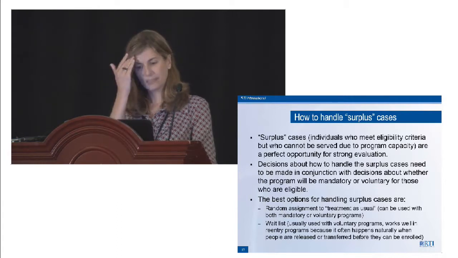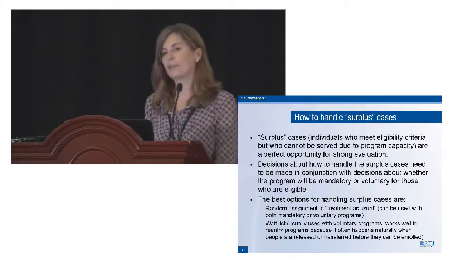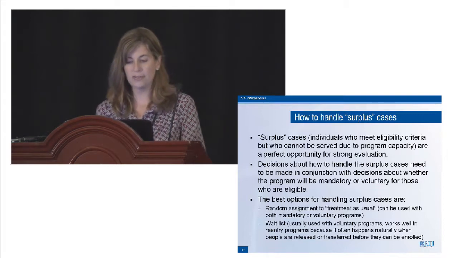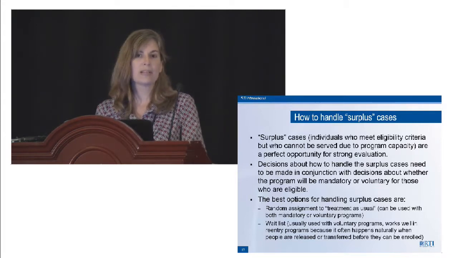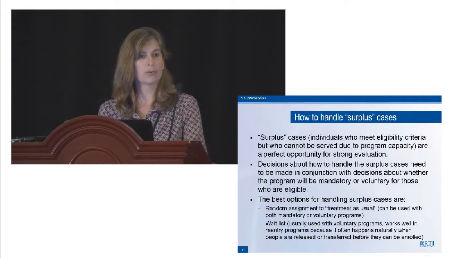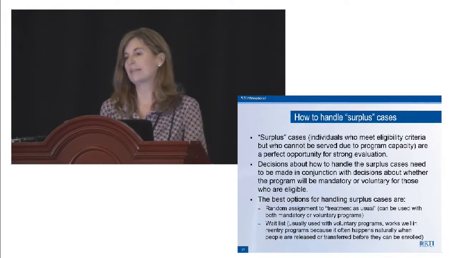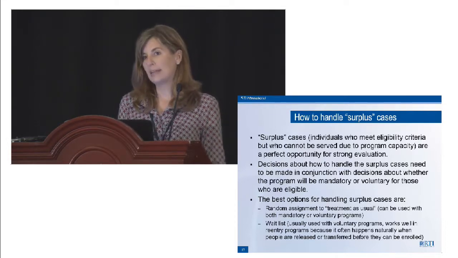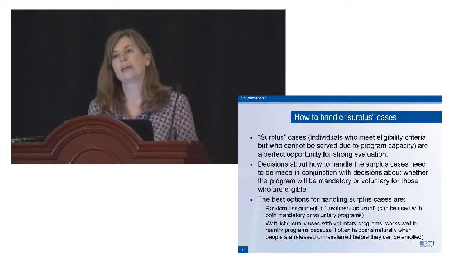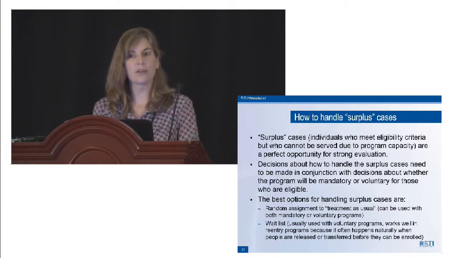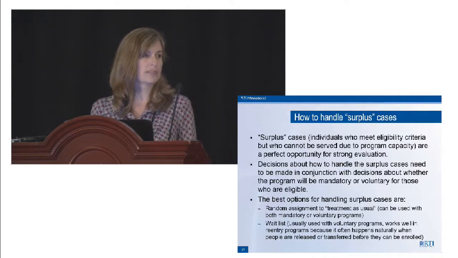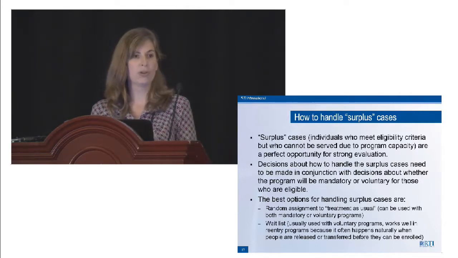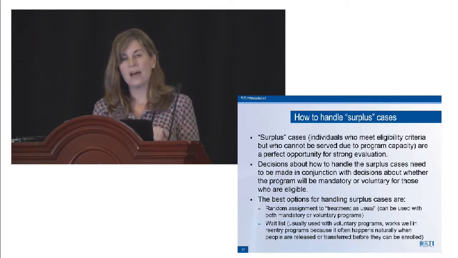So for example, the best option for handling cases who meet your eligibility criteria but cannot be served would be random assignment. And here you would basically identify people who are eligible for your program, and you would randomly assign some, and it doesn't have to be half, but you would assign some proportion to receive the program and the remaining individuals to serve as your control group. Now, this can work for either mandatory programs or voluntary programs. For mandatory programs, as you identify people who are eligible, at that point you would go ahead and assign some to get the program and others to receive treatment as usual. But if your program is voluntary, you would do this a little bit differently.